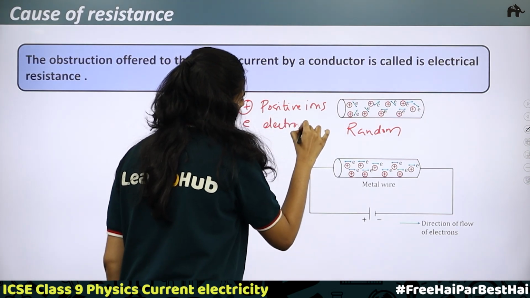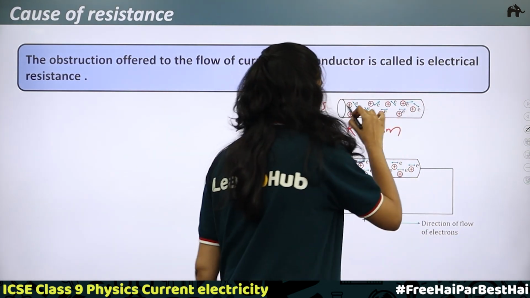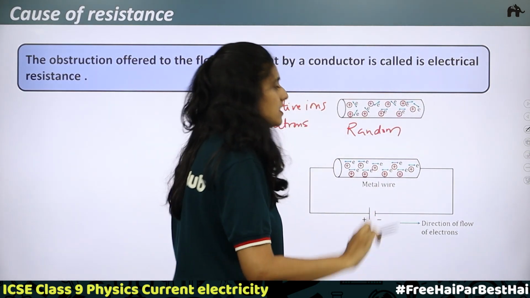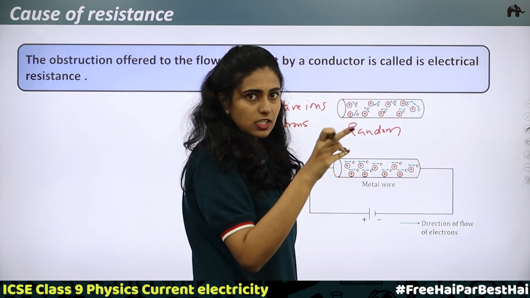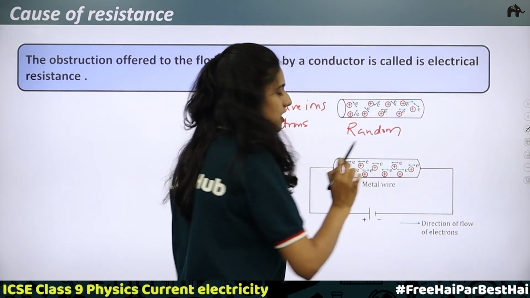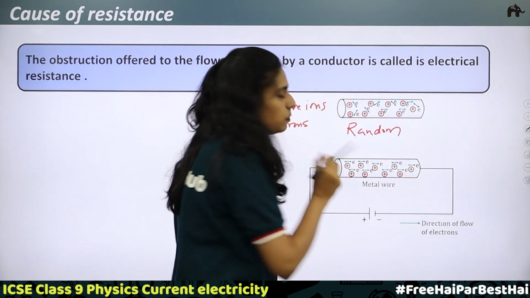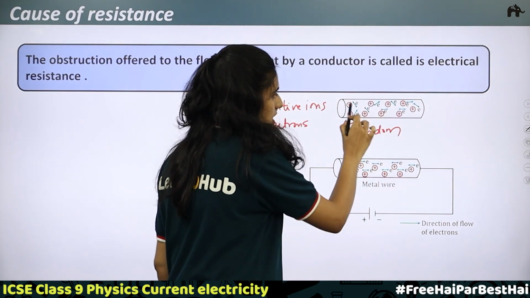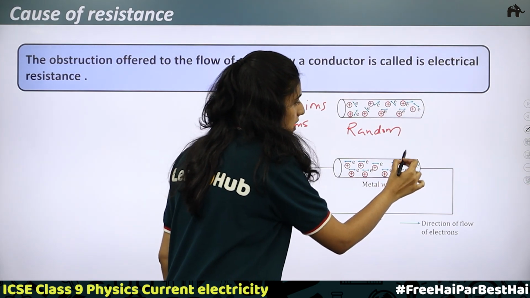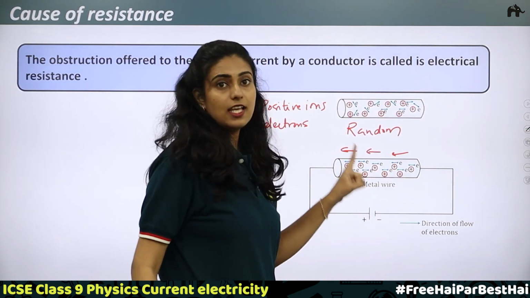So you can see that there are positive ions present inside the metal wire and the electrons are moving randomly in different directions. When it is connected to a circuit, there is a battery or a cell, which will have a positive and a negative terminal. Now, in which direction do the electrons flow? The flow of electrons will always be from the negative terminal to the positive terminal. So here you can see the electrons' random flow, but here the electrons are always moving from negative to positive.